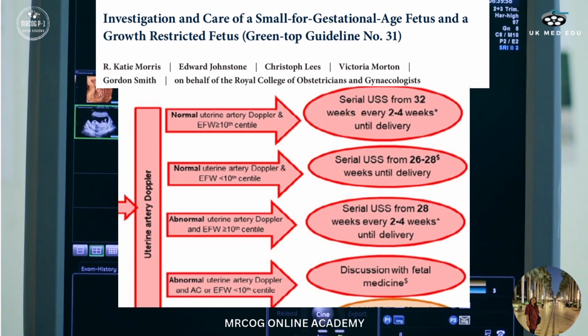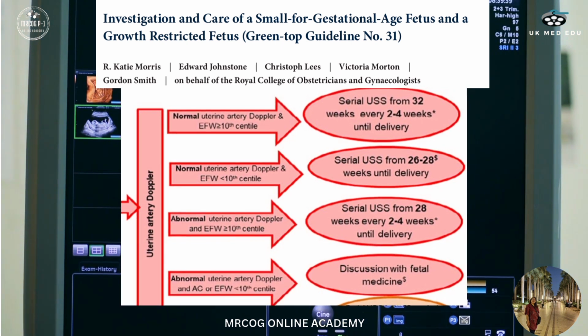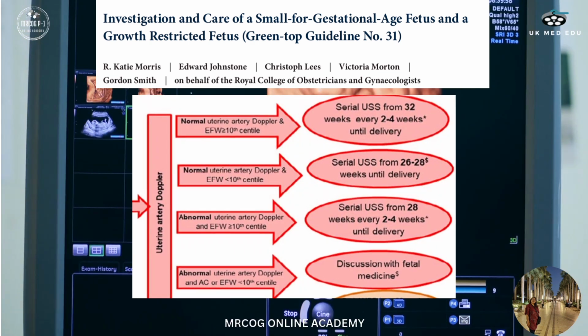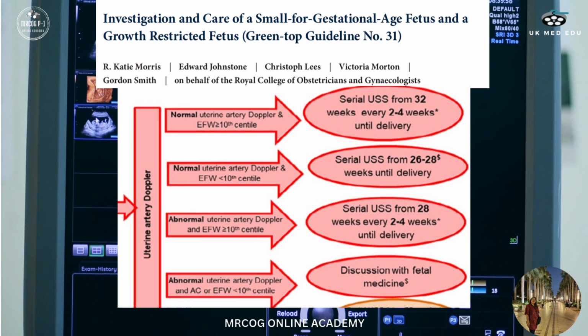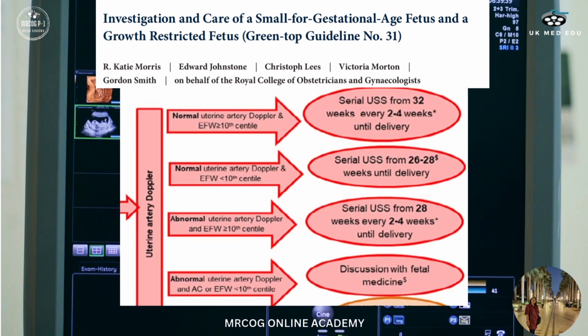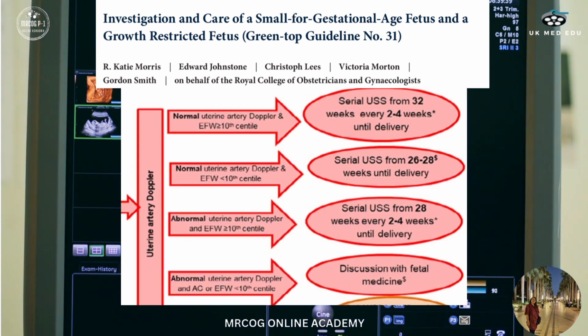If uterine artery Doppler is normal and estimated fetal weight is more than or equal to 10th centile, that is normal, then we can do serial ultrasound from 32 weeks every 2 to 4 weeks until delivery. If uterine artery Doppler is normal and estimated fetal weight is less than 10th centile, we can do serial ultrasonography from 26 to 28 weeks until delivery.